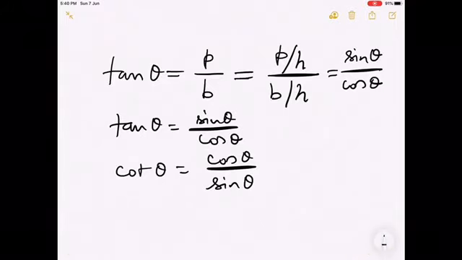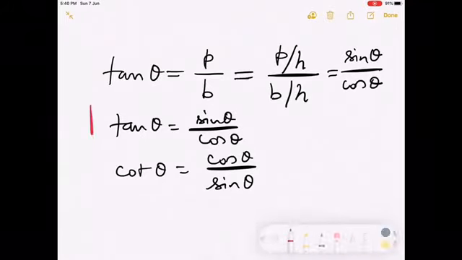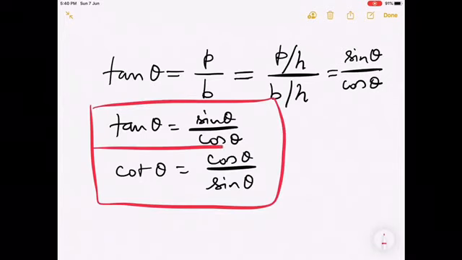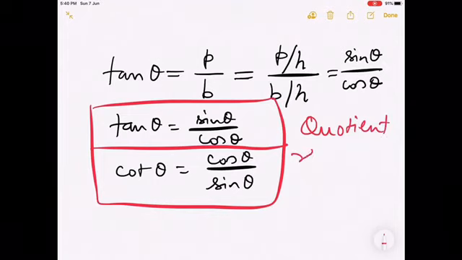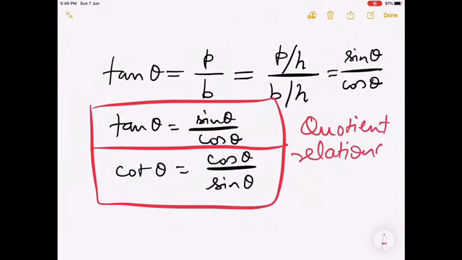Now these two formulae are known as the quotient relations, important relations. You need to use them many times in questions, so you have to remember them carefully. Tan theta is equal to sin theta upon cos theta. The word quotient basically means division. So in these two formulae there is division of sin theta by cos theta in one of them, and cos theta by sin theta in the second one. Therefore these two formulae are known as quotient relations.